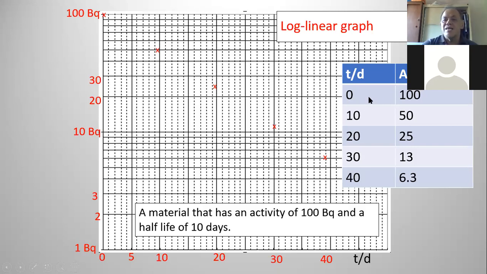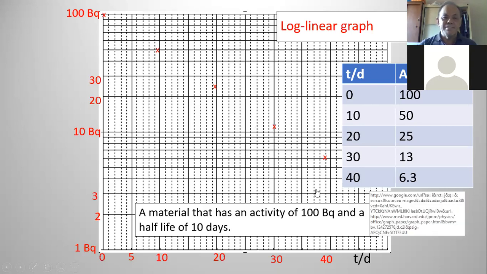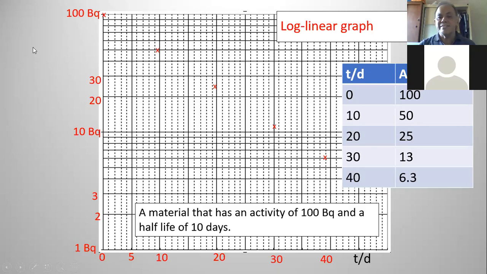We say initially we start with 100. After a half-life, it will be 50. After another half-life, it will be 25. And after another half-life, it will be 13. So we can plot the graph, and then draw a straight line, and then find the gradient. That's what I mean by log linear graph. You're supposed to know this, but so far it only came out in AS, if you can remember. We have encountered this graph in AS.